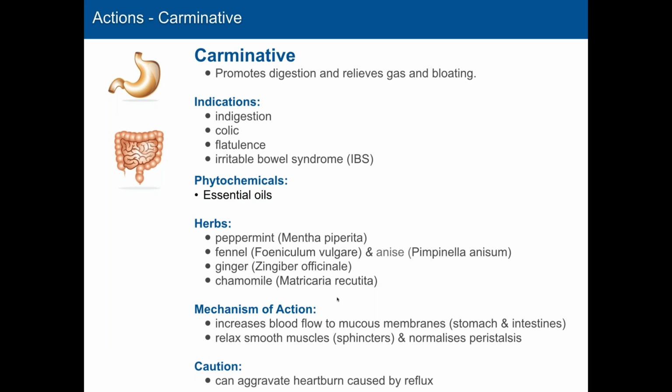So, we've talked about digestive bitters, and they're used to promote digestion. And there's another herbal action that also promotes digestion through a slightly different mechanism. So, carminatives are things that promote digestion, relieve bloating and gas. And they have a different sort of indication or action on the body than digestive bitters. So although there may be some overlap with how they work or with what they treat, they work by a different mechanism.